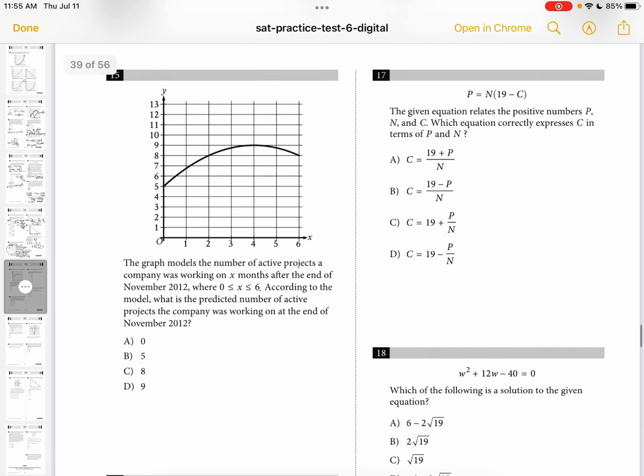Okay. Number 15, let's see. The graph models the number of active projects a company was working on X months after the end of November 2012, where X is between 0 and 6, okay? According to the model, what is the predicted number of active projects the company was working on at the end of November 2012?